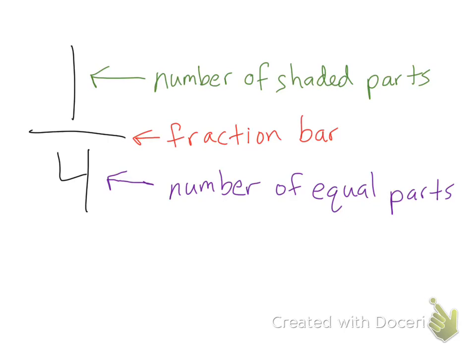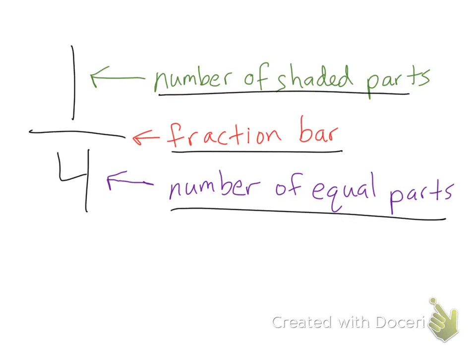Okay. The line we put in the middle is called the fraction bar. And the fraction bar splits this fraction into pieces for the number of shaded parts and the number of equal parts. It divides those two things.